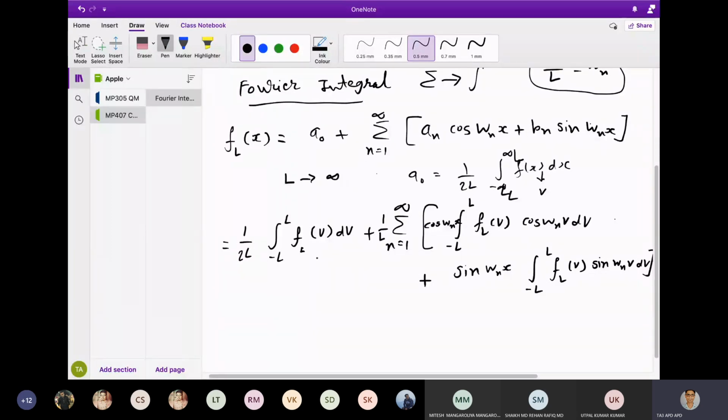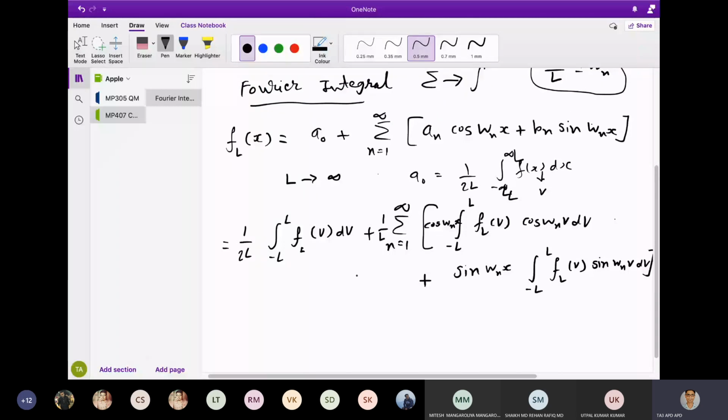Okay, what's happening? Sir, why are this cos and sin outside? Cos and sin, because the integration is with respect to dv, right? The integral variable, meaning x was replaced by v? Sorry Sir, we just have changed the variable from x to v. Yeah, we have changed the variable.